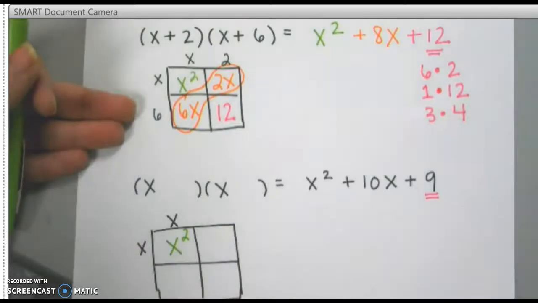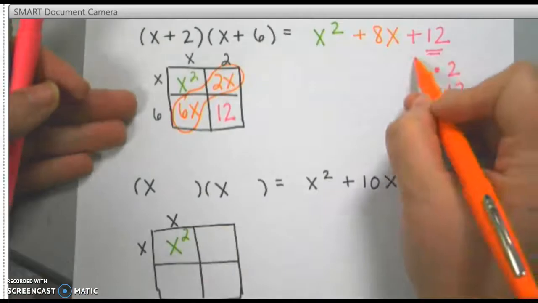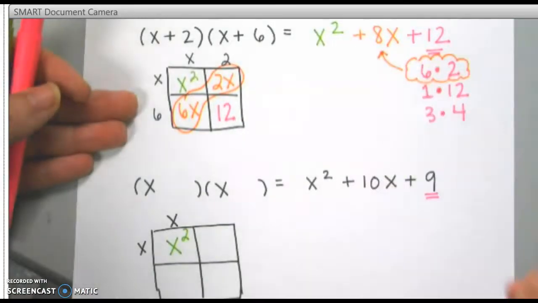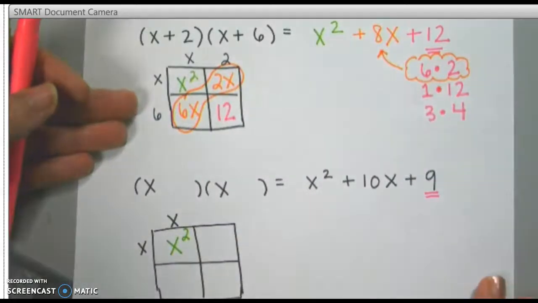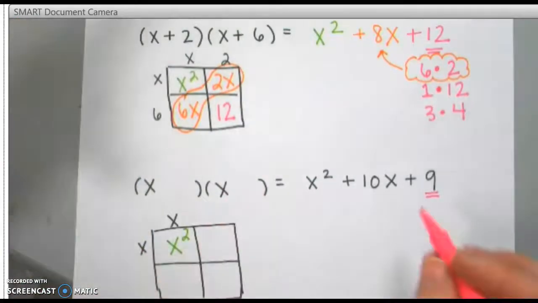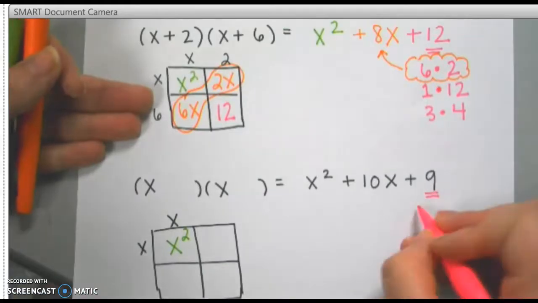The reason that 6 and 2 work is because if I add 6 and 2 together, they give me 8. So I kind of have to do the same thing when I'm working backwards. I want to think about, what could I have multiplied together that would give me the number at the end? In this case, it's 9.